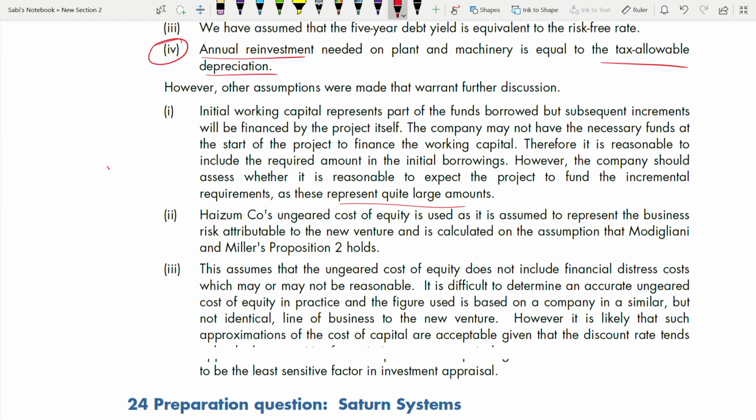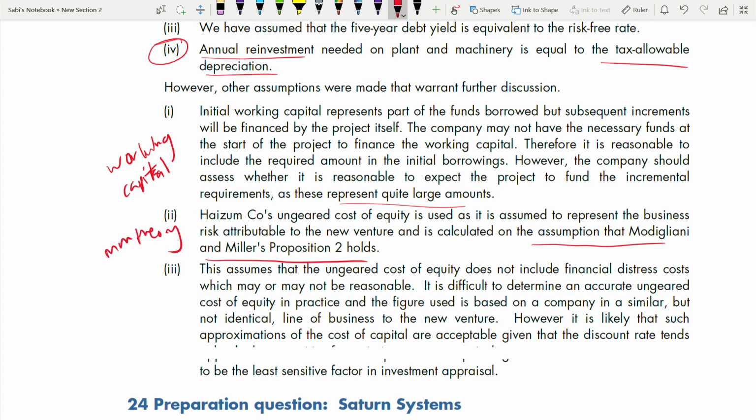So the main thing is about working capital, right? These are the common assumptions when you calculate net present value: working capital, cost of equity or WACC. Hazem's ungeared cost of equity is used as it is assumed to represent the business risk attributable to the new venture, and is calculated on the assumption that Modigliani and Miller's proposition 2 holds. You have to link this with MM theory.